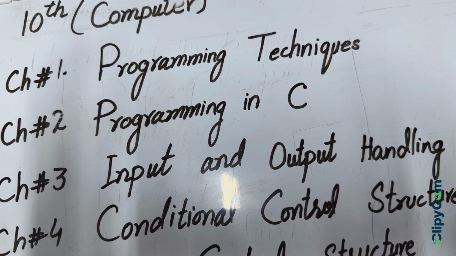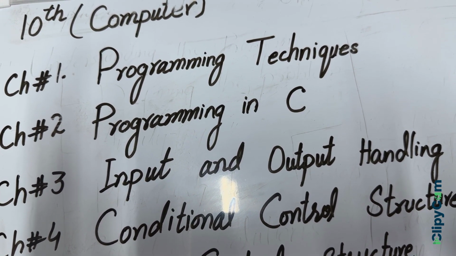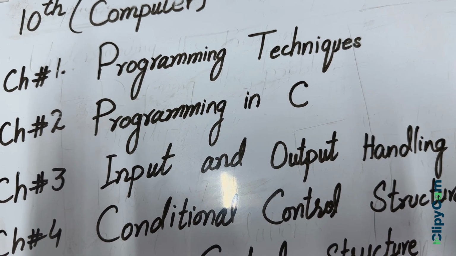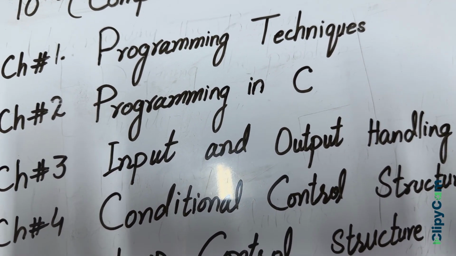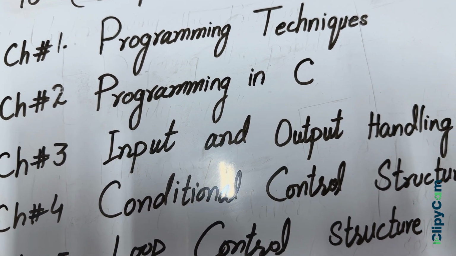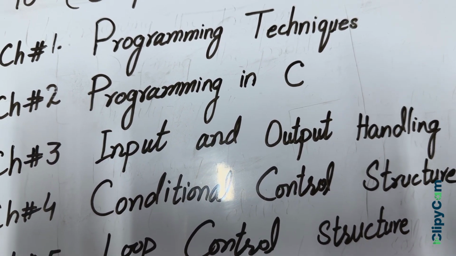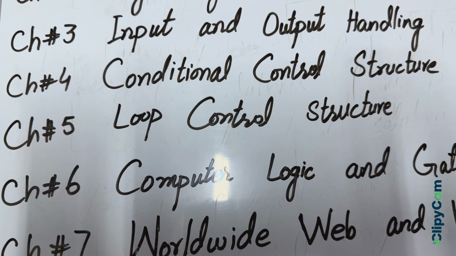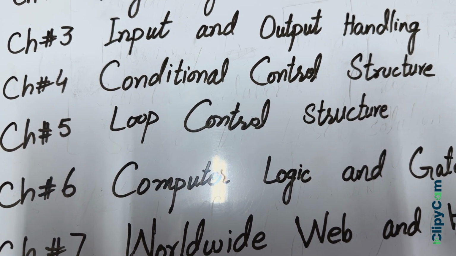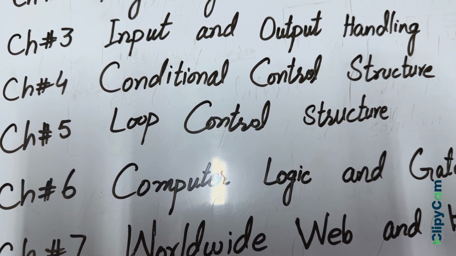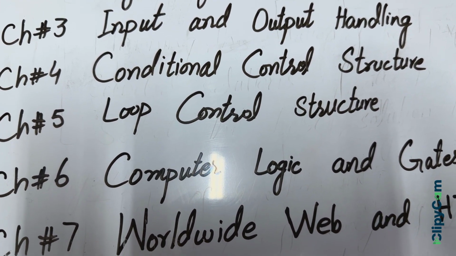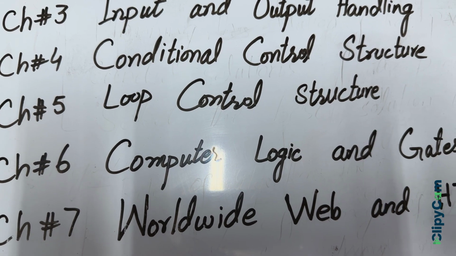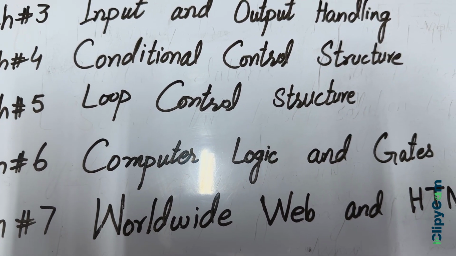This is the overview of the computer book, class 10th. Unit number 1, programming techniques. Unit number 2, programming in C language. Unit number 3, input and output handling. Chapter number 4, conditional control structure. Chapter number 5, loop control structure. Unit 6, computer logic and gates. And unit number 7, World Wide Web and HTML.